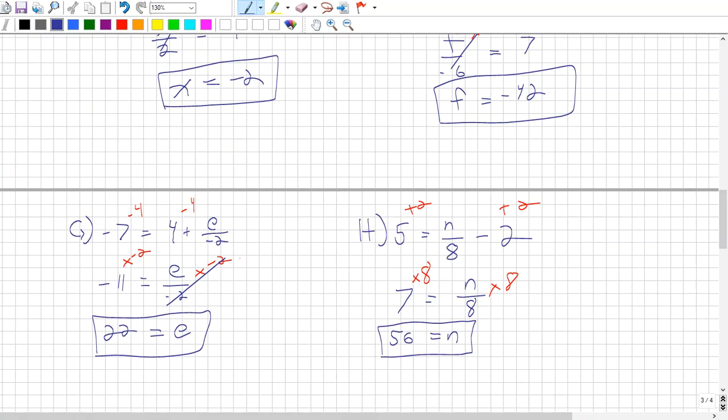I know I sped up a little bit at the end, but I think hopefully you're starting to get the idea of how these work with these two steps.